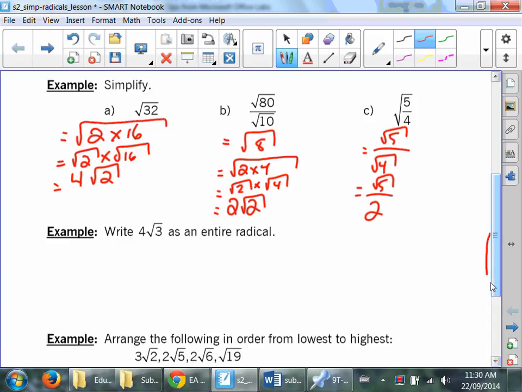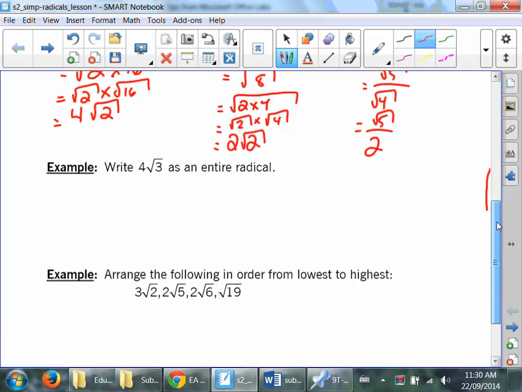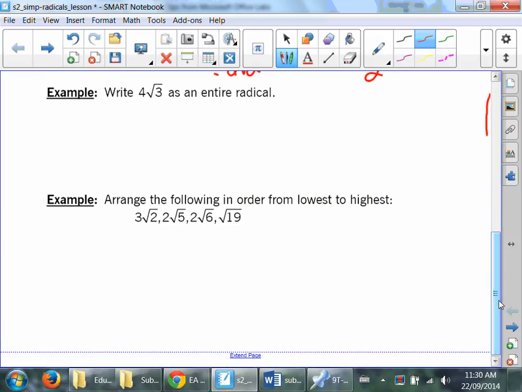What if we want to work backwards? What if we want to take something like 4 root 3 and write it as an entire radical? In other words, like in this last question, we had 4 root 2. We want to take that and turn it back into this. How do we do that? Well, we need to take a look at the whole number. Here, 4 is that whole number.